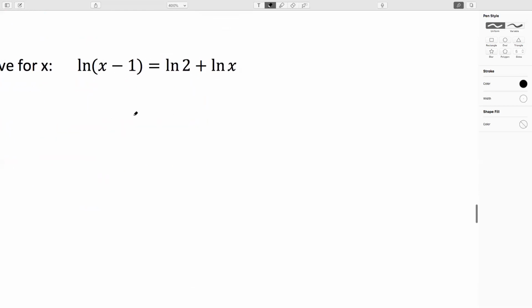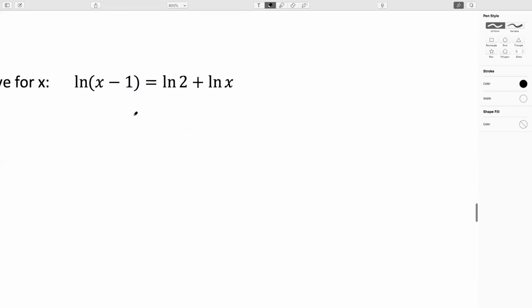Let's try another one. Solve for x. ln of x minus 1 equals ln 2 plus ln x. So I'm going to try and join the right-hand side together. ln of x minus 1 equals ln of 2 times x, and that's the product rule.